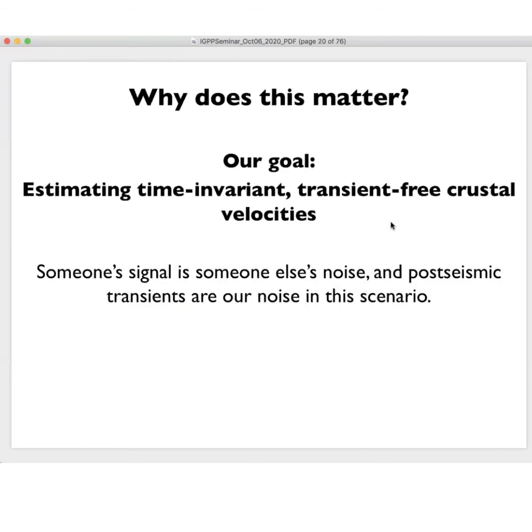So this brings us to the so what: why are we looking at this? Why does this matter? In order to answer that, we need to define our goal. Our goal in this instance is to estimate time-invariant, transient-free crustal velocities. So we want crustal velocities that represent the steady state background plate velocity and don't have any of those post-seismic motions in them. And this comes with a caveat that of course someone's signal is someone else's noise. While yes, post-seismic transients can be very useful in studying the structure of our Earth and the lower crust and upper mantle, in this particular scenario with this particular goal, they're noise. We really don't want them. We want to remove them.